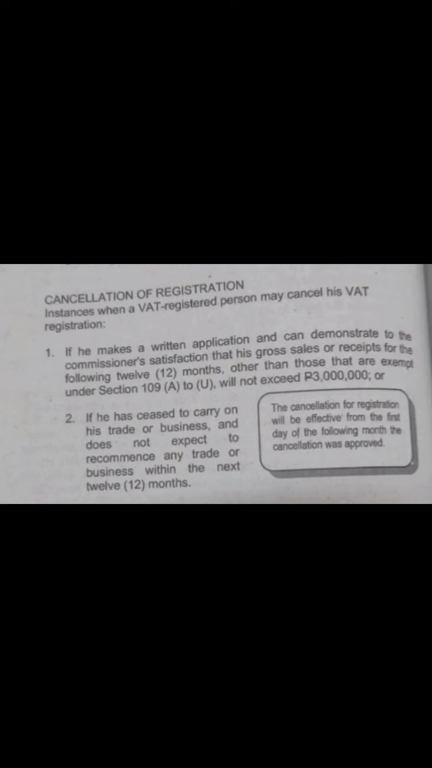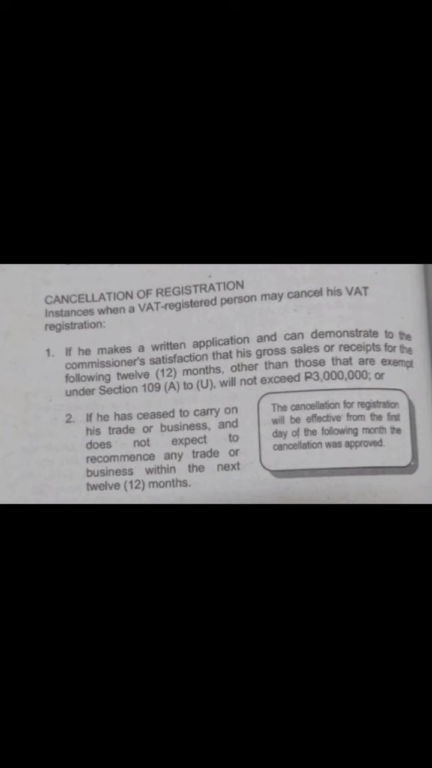demonstrate to the commissioner's satisfaction that his gross sales or receipts for the following 12 months, other than those that are exempt, will not exceed 3 million, or if he has ceased to carry on his trade or business and does not expect to recommence any trade or business within the next 12 months. For example, na ako negosyo, pero naapektuhan sa pandemic o nakaregister na ko sa VAT. Pero dili pa ko makapag-recommence sa akong negosyo kay wala kayo customer o wala kayo kita. So, pwede na ako ipa-cancel ang akong registration sa VAT.